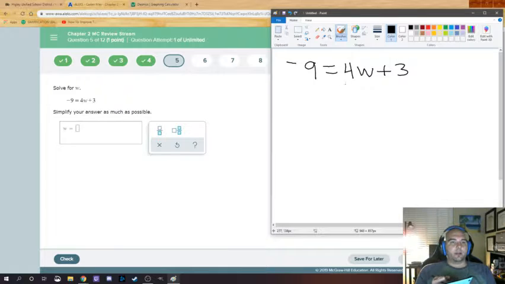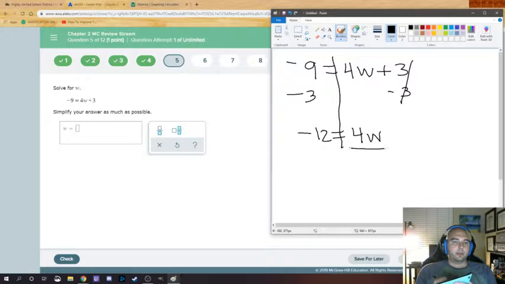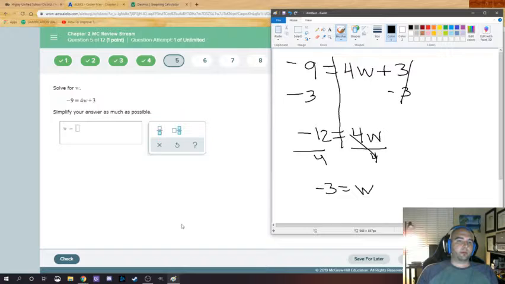All right, here we're going to get w by itself. So first, is there anything to add or subtract? Yes, I can remove 3 by subtracting it. I get negative 12 on the left and 4w on the right. And then I need to divide by 4, and I get negative 3 equals w. That's it. The thing I'm seeing most people make mistakes with is they're just doing operations wrong with numbers. So please be careful.